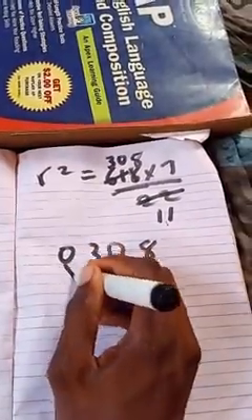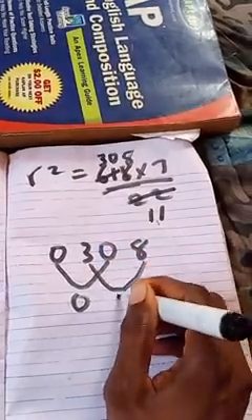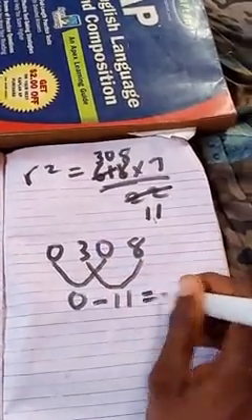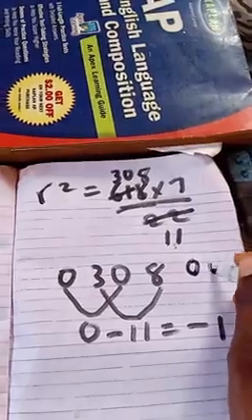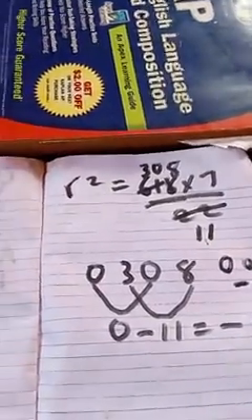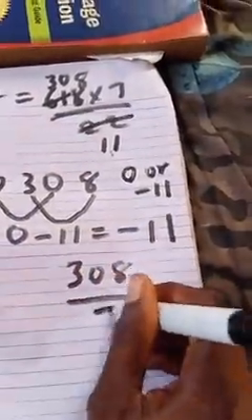Now let's add these two numbers: 0. Let's add these two numbers: 11. 0 minus 11 is what? Minus 11. And that rule says that either you get 0 or you get 11. So because we got minus 11, that means 308 is divisible by 11. So let's go ahead and divide it. 308 divided by 11.